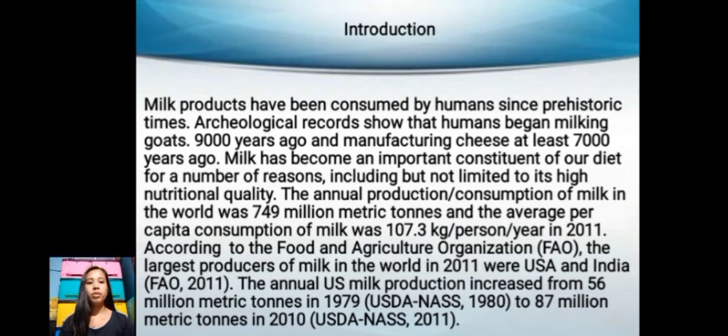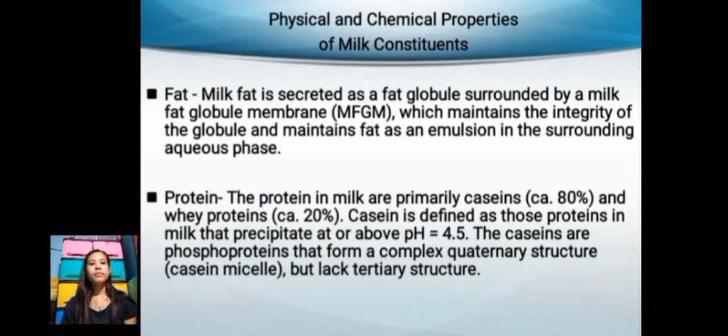According to the Food and Agriculture Organization, or FAO, the largest producers of milk in the world in 2011 were the USA and India. The annual U.S. milk production increased from 56 million metric tons in 1979 to 87 million metric tons in 2010. Physical and chemical properties of milk constituents.